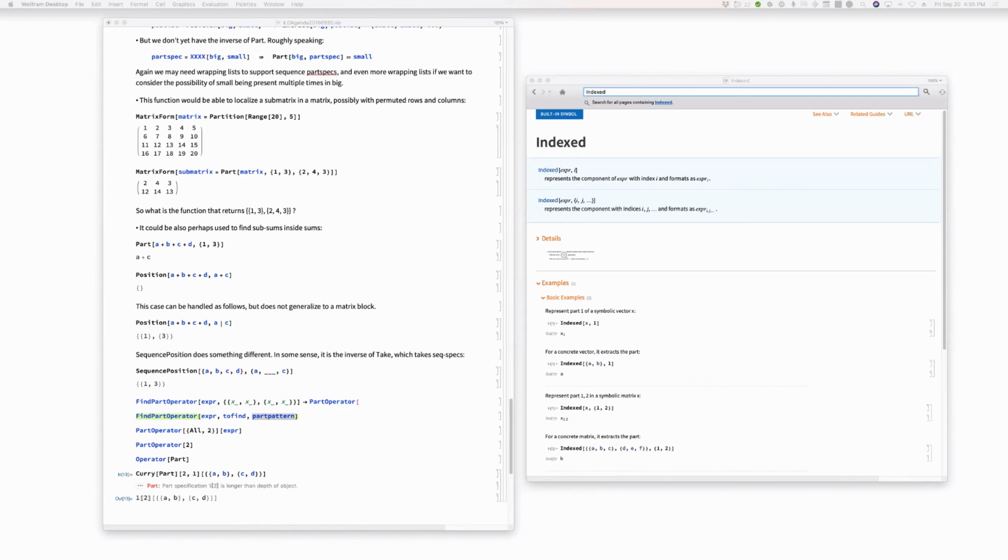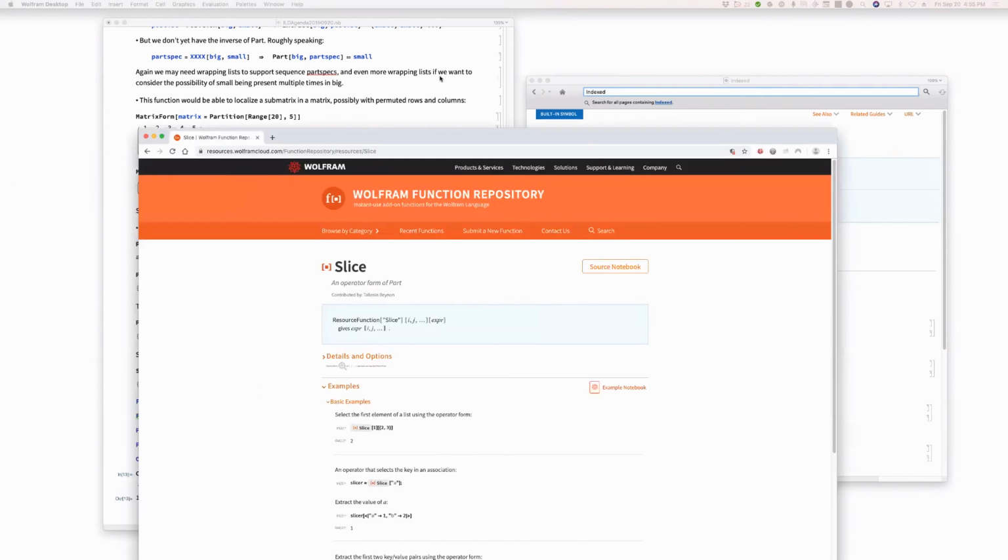All right, so Sandra is telling us to look at Slice in the function repository. Let's go ahead and do that. Oh, this is a tally production.